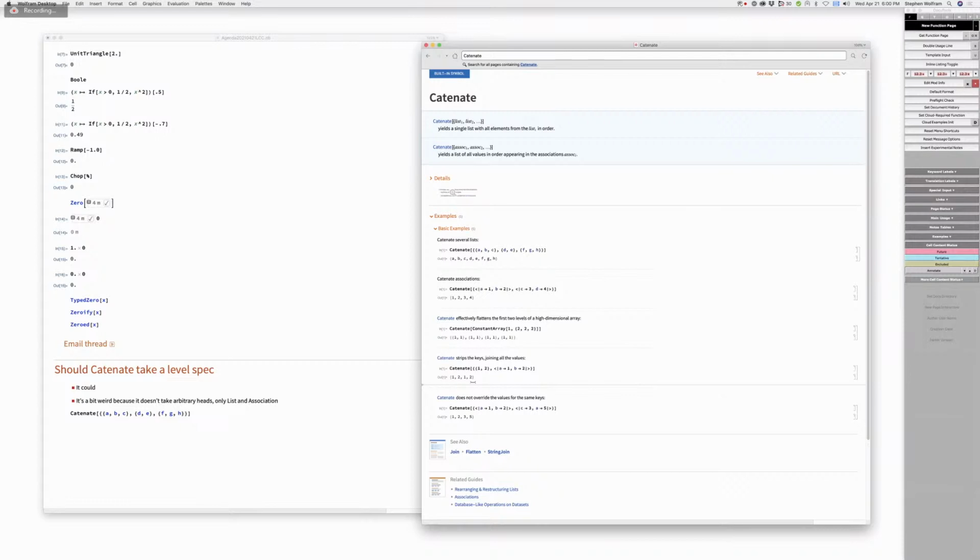Right. So should it take a level spec? I mean, I suppose it in principle could. It's a little bit weird because most things that take a level spec take arbitrary heads, and this most definitely does not. It wants a list of things. Okay, but think of it more like a linear algebra function or something, or a list. I mean, okay, what would the level spec mean?